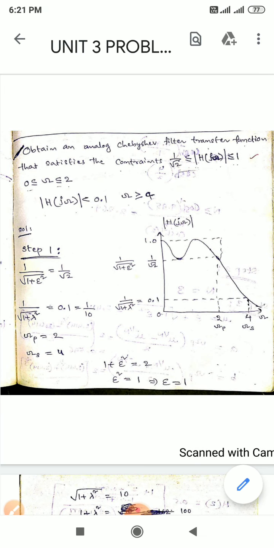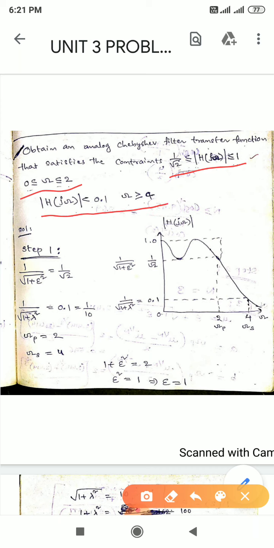that satisfies the constraints 1 by root 2 less than or equal to mod H of j omega less than or equal to 1 for the frequency 0 less than or equal to omega less than or equal to 2, and mod H of j omega is less than 0.1 for omega greater than or equal to 4. Here this is the given problem. From this problem we are determining the transfer function of the Chebyshev filter.